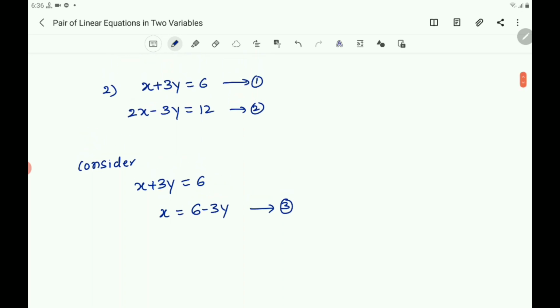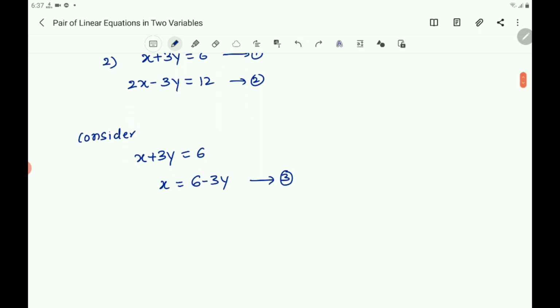Now here you take the second equation which is not taken for the first step. You know that in the first step you have to take any one of the convenient equations and express one variable in terms of the other variable, and the first step is completed here. For the first step we have taken the first equation. Now for the second step, you take the second equation, that is not taken for the first step.